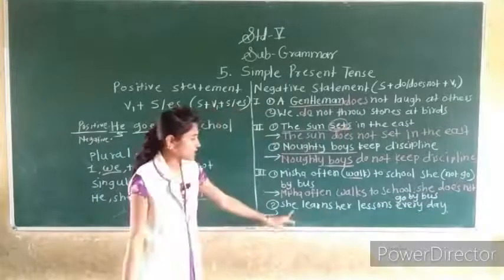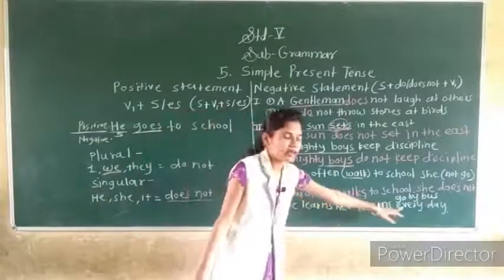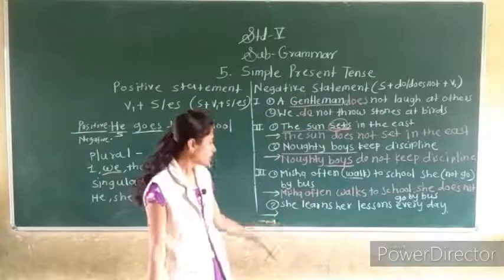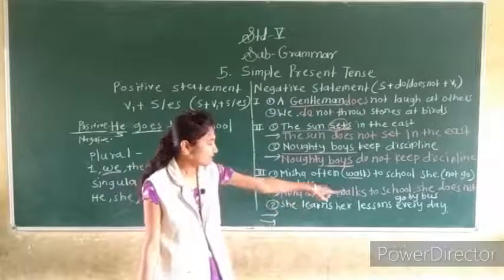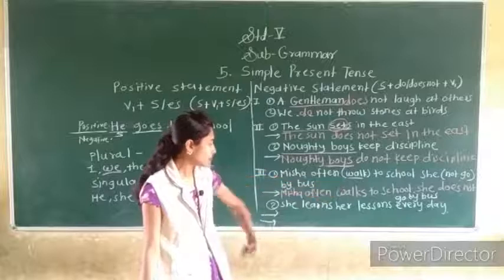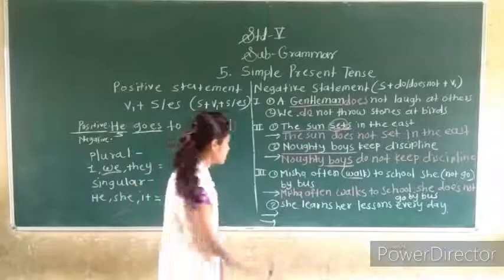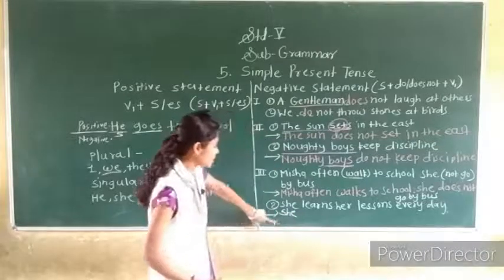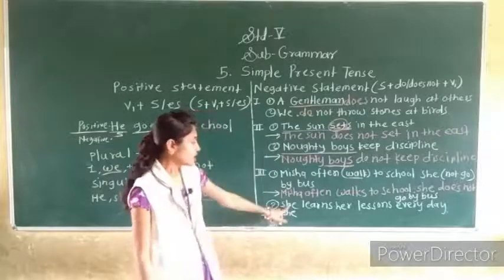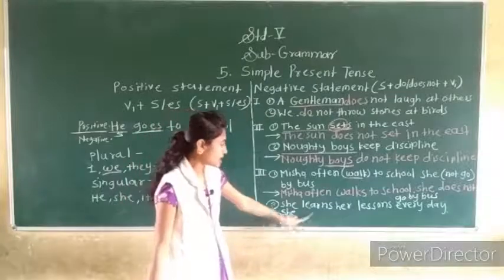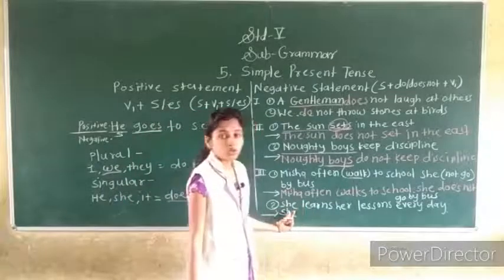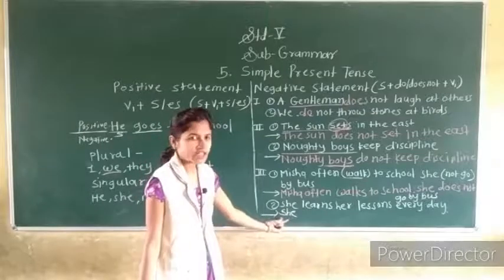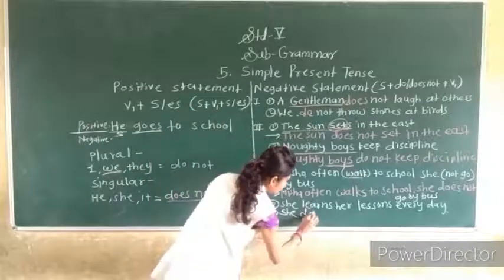The last one is also the same. She learns her lessons every day. First make the positive, after that the negative. She learns her lessons every day. What is the subject? She. The positive is already given, only make the negative. She is the subject. You use does not here, not do not, because she is singular. So you use does not.